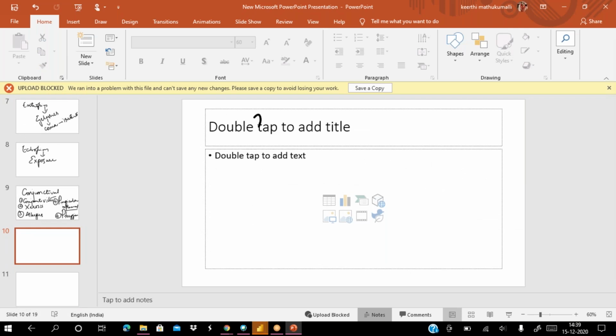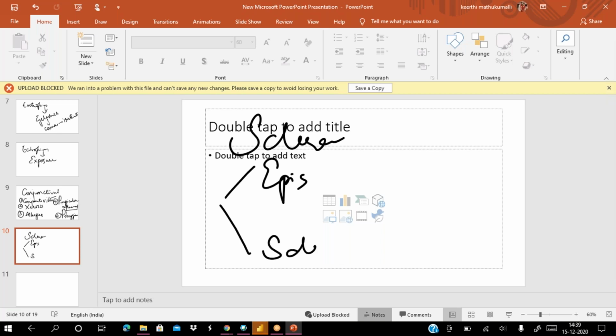Now coming to sclera. Next part is sclera. Already somebody told that it is episcleritis and scleritis, right? So these two will cause redness of the eye, red eye. So what is the treatment for episcleritis and scleritis? Tell me the treatment. What is the treatment for episcleritis and scleritis?